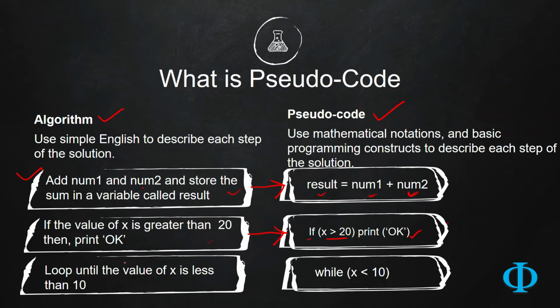The same for this one. You all know a loop can be demonstrated using the while keyword. So if I say in English, loop until the value of x is less than some value, then you can write the equivalent pseudocode just like this.